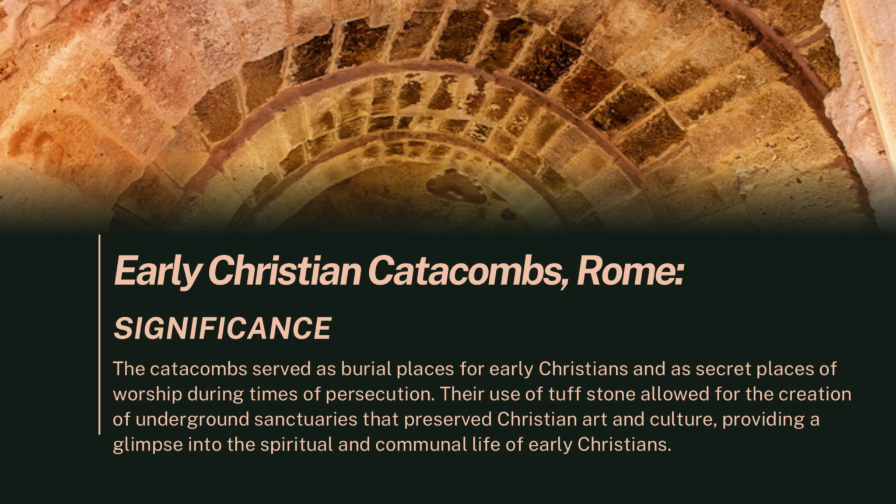These examples illustrate the diverse use of materials in early Christian architecture, each contributing to the structural integrity, artistic expression, and symbolic significance of sacred spaces. They reflect the evolving architectural styles and the cultural context in which early Christians expressed their faith and community identity.